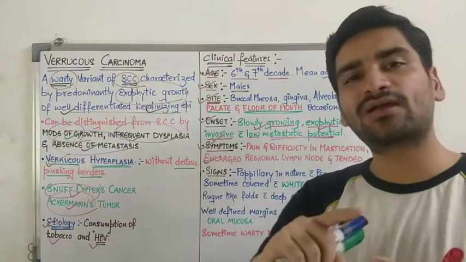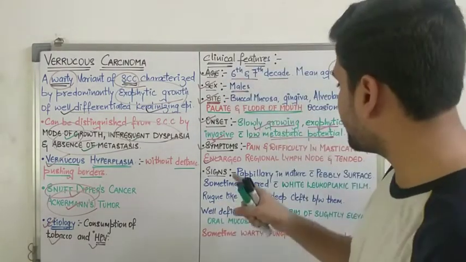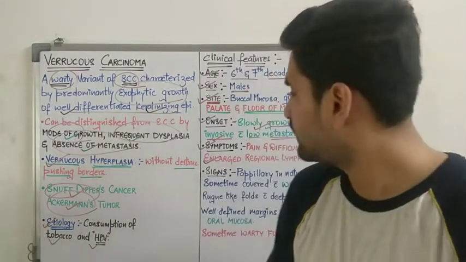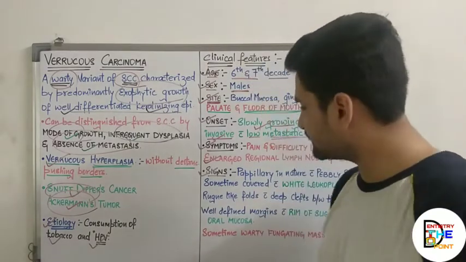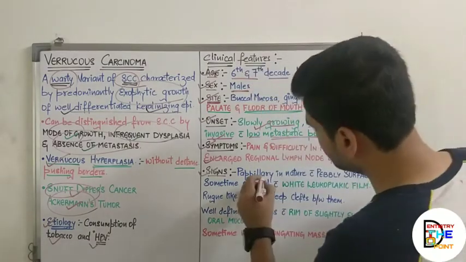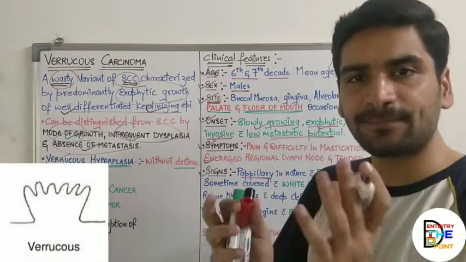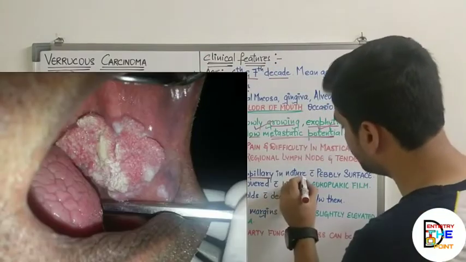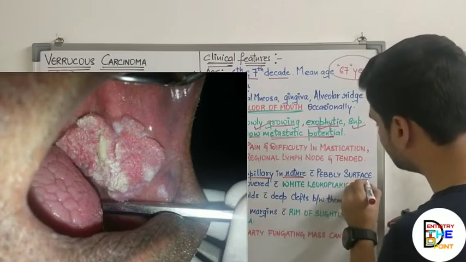So what are the symptoms? Pain and difficulty in mastication, bleeding seen sometimes but rarely, and enlarged regional lymph nodes which are also tender, right? Next, moving on to the signs of verrucous carcinoma. The signs of verrucous carcinoma are that it is papillary in nature. What will its growth be like? Papillary. You will see lots of papillomatous growth on the oral mucosa. So growth is papillary in nature with a pebbly surface.